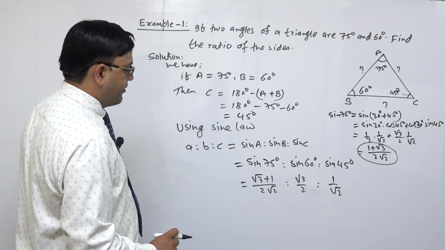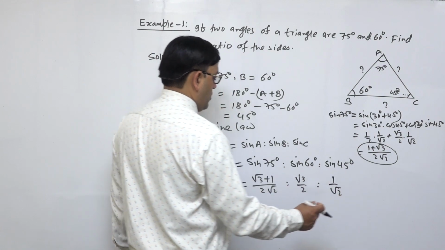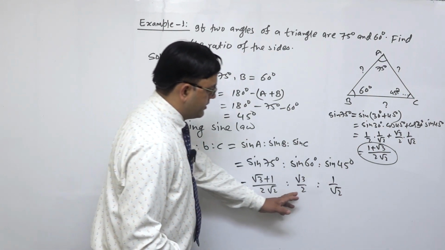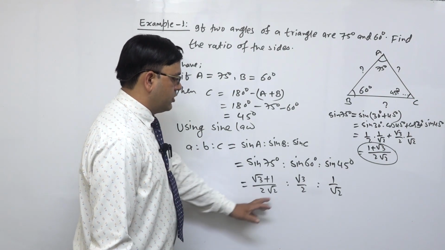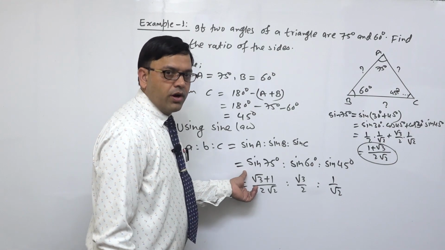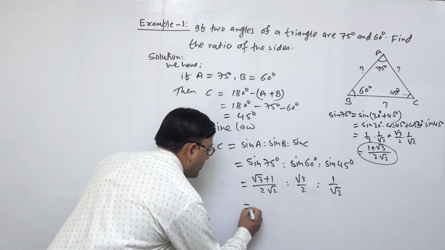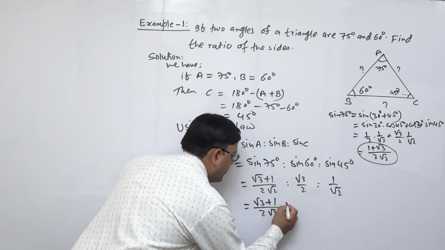Now we have to find the ratio. So here this is 2 root 2, here is 2 and here is root 2. So we have to arrange this denominator same. Then we can cancel the denominator and we'll find the answer in the ratio of numerator. So we have here root 3 plus 1 by 2 root 2, and here is 2.